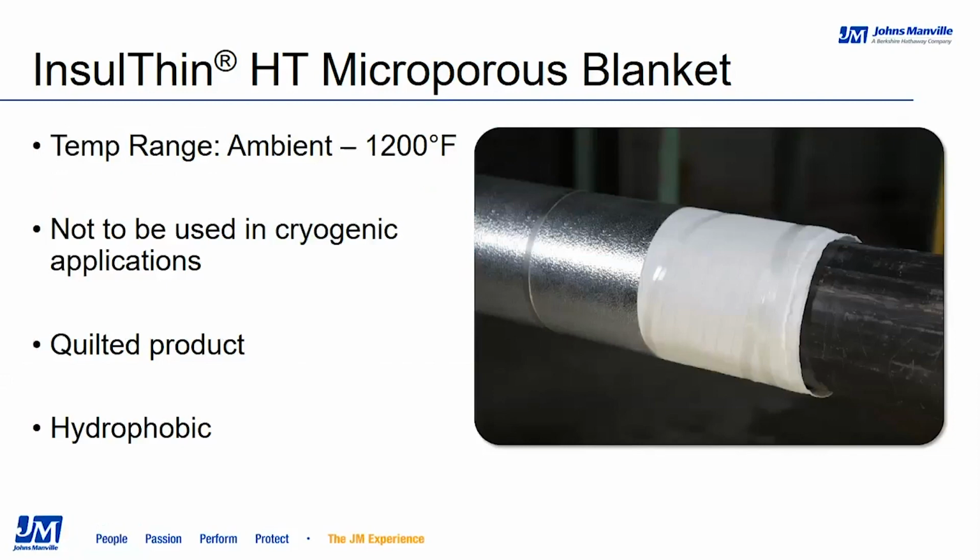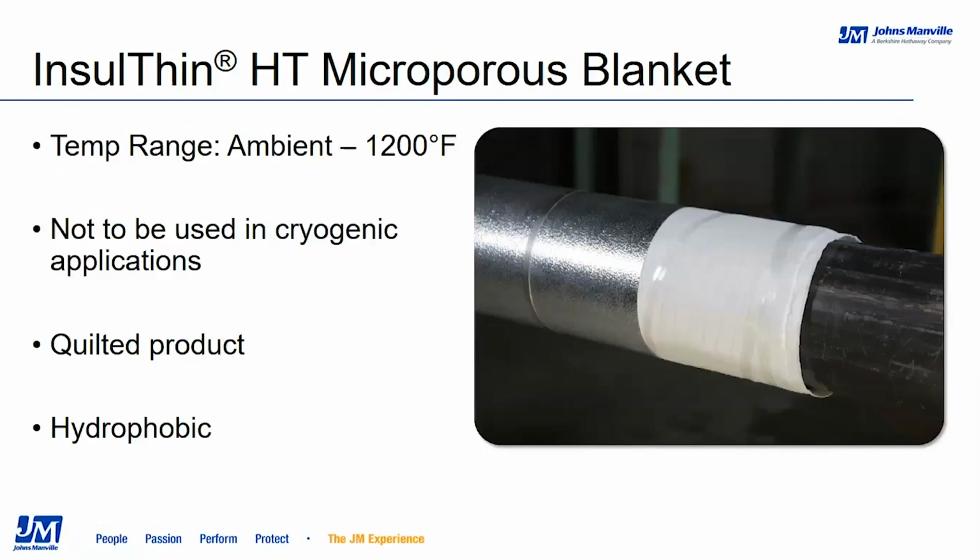InsulThin is easily fabricated and installs quickly in numerous applications. It is also important to note that InsulThin is a hydrophobic insulation, meaning it does not absorb water. InsulThin is typically sold in rolls and manufactured in 10 millimeter and 5 millimeter thicknesses.